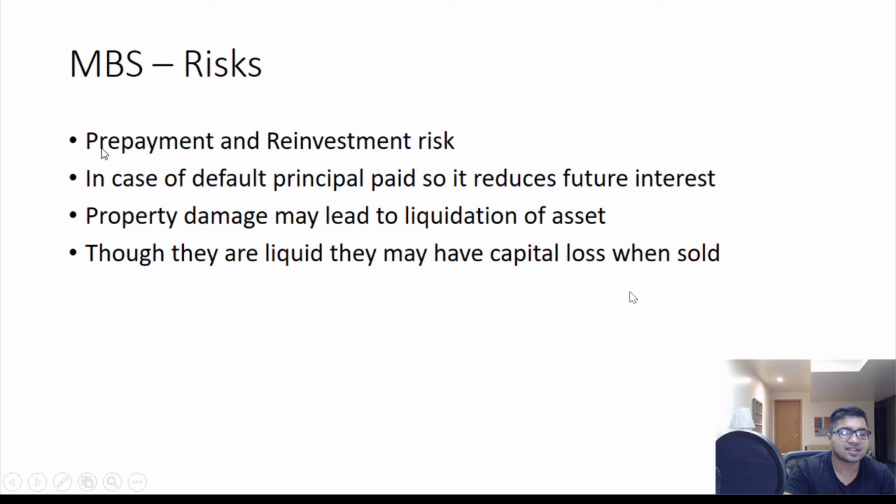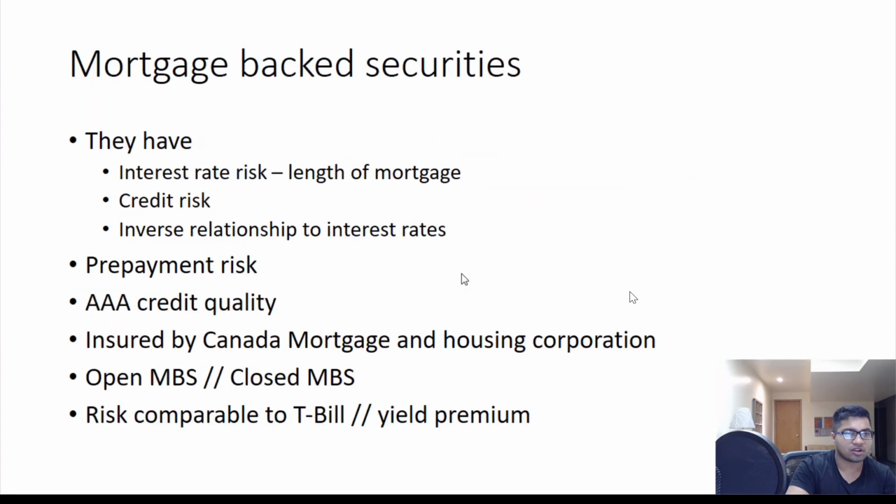Risks that they face: there is prepayment and reinvestment risk. So prepayment of loans can happen. When prepayment happens, you get lump sum money that needs to be reinvested. In case of default, principal is paid, so it reduces future interest. Property damage may happen that may lead to liquidation of that loan. Though they are liquid, they may have some capital loss when they are sold. So this was all about this chapter.